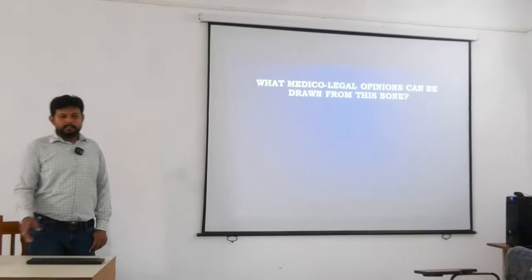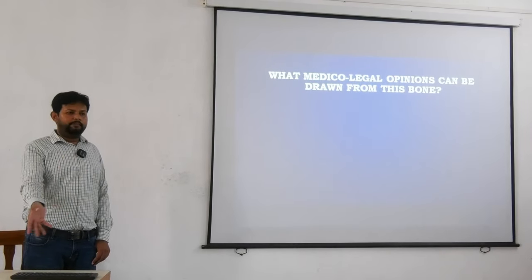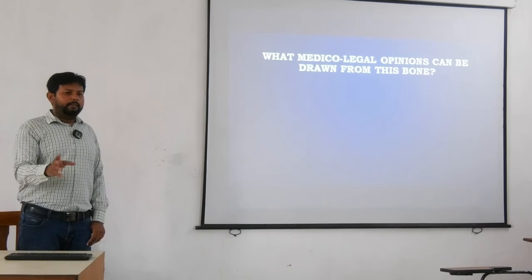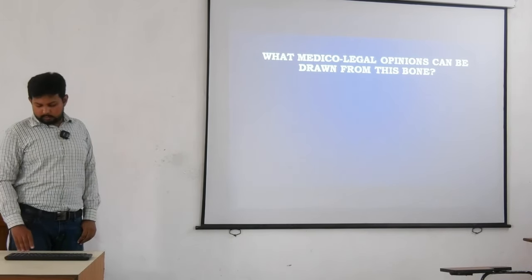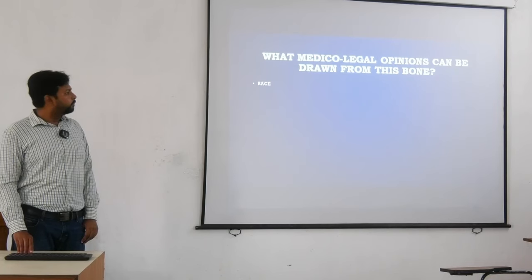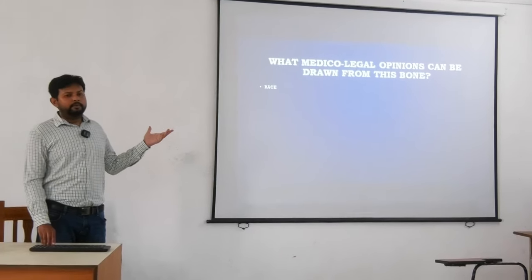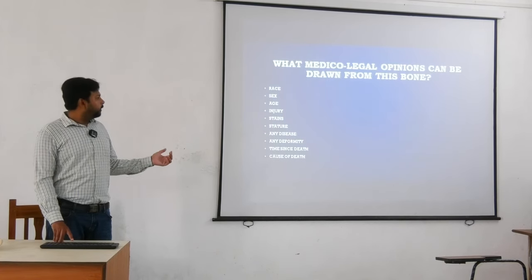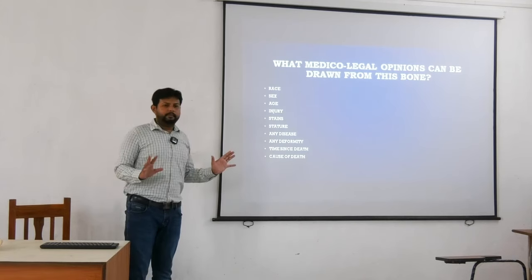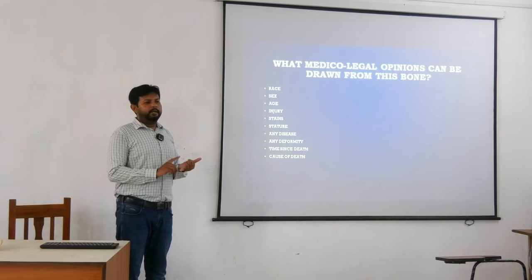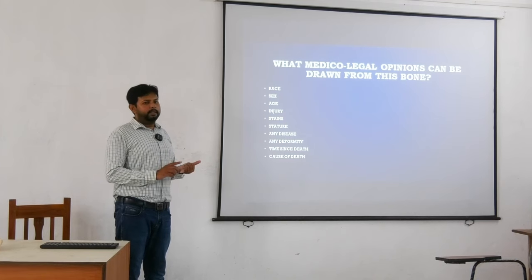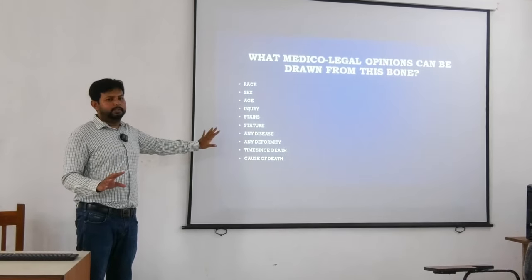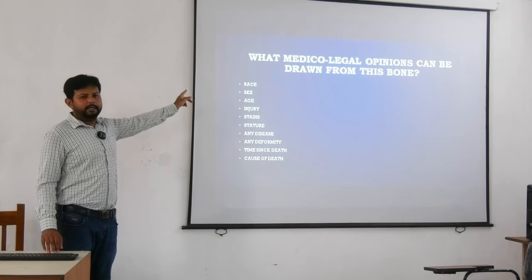So the second part of the question is, you have identified the bone, that it is a dried specimen of a human femur or anything. Second part is to derive the medico-legal opinions about it. So what opinions can you derive from the bone? These are the parameters we can derive. For every bone it will be the same, most of it, but in a few bones we cannot determine the race, in a few bones we cannot determine the sex. Those bones are separate, but from this bone we can derive all these things. So first we will start with race.